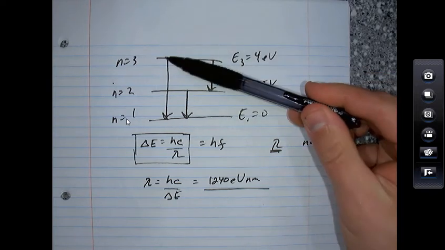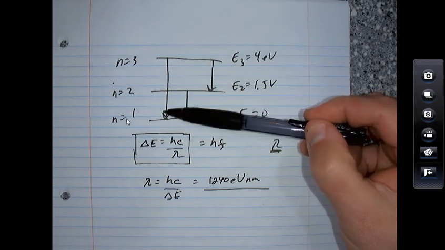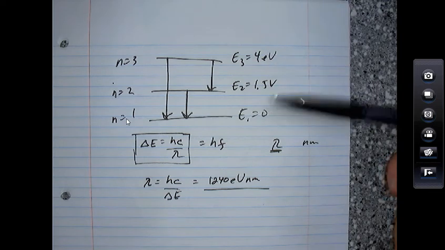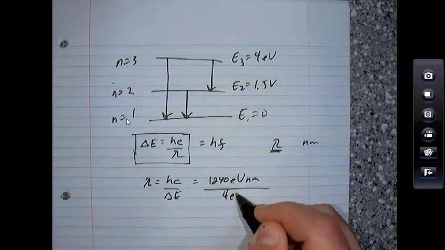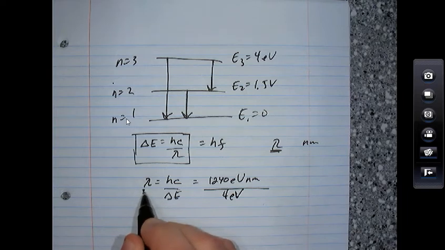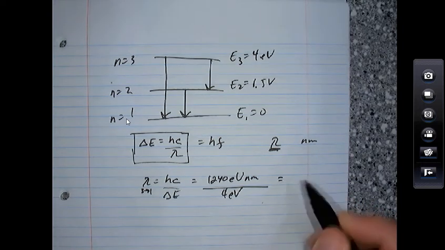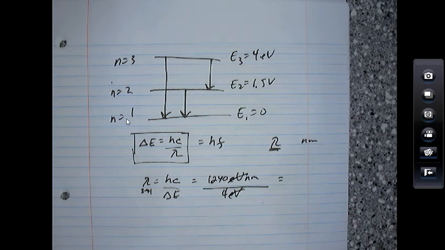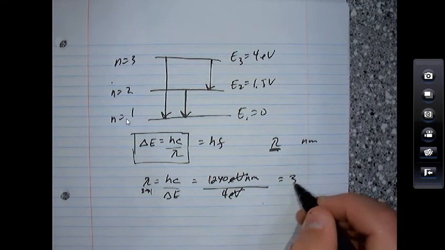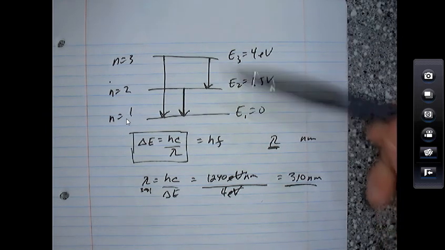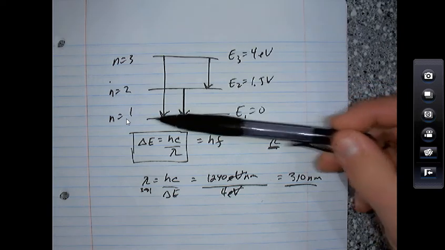So let me do the 3 to 1 transition to begin with. You can do them in any order, but when you go from 3 to 1, the energy difference is 4 minus 0, so this would be 4 eV. Okay, however you want to notate this, I'll just say that this is the 3 to 1 transition. So just figure out what this turns out to be. The eVs cancel out, and you're just left with nanometers. So it looks like 310 maybe? You'll have to check my math, but I'm getting 310 nanometers. That's the wavelength of the photon when you go from 3 down to 1.